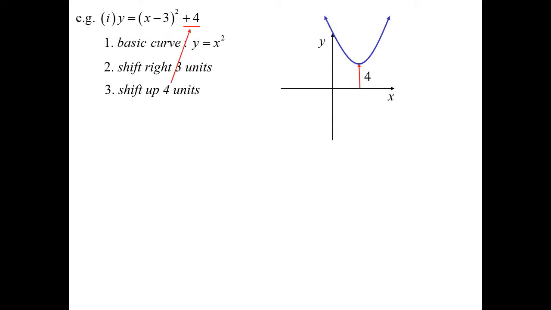Now, the next thing we notice is the plus 4. Well, that's like saying y minus 4, which means we've shifted it up 4 units. So there's our new position. And so the vertex, of course, is now at 3, 4 instead of 0, 0.